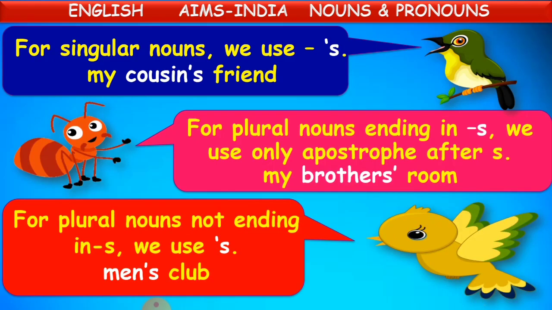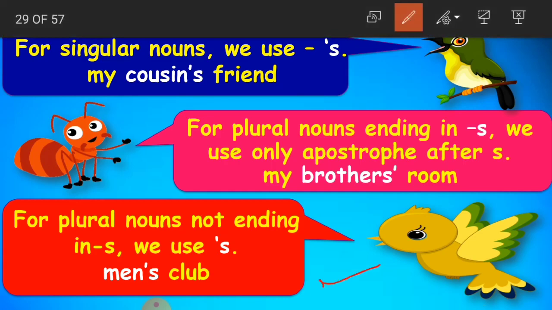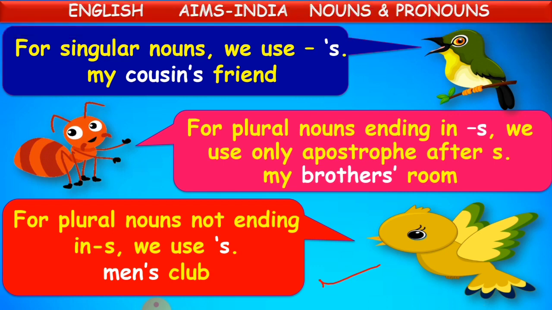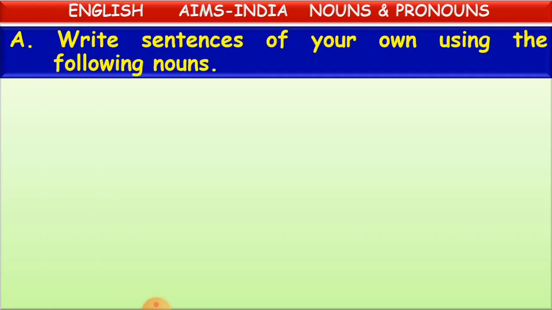As we said, for singular nouns we use apostrophe s. For example, my cousin's friend. For plural nouns ending in s, we use only an apostrophe after s. So my brothers' room, as we said. My brothers is plural and we use the apostrophe after s. For plural nouns not ending in s, we use apostrophe s. That is men's club. So this is how we write plural nouns which do not end in s. Clear, children? Now we'll go to the other exercise.